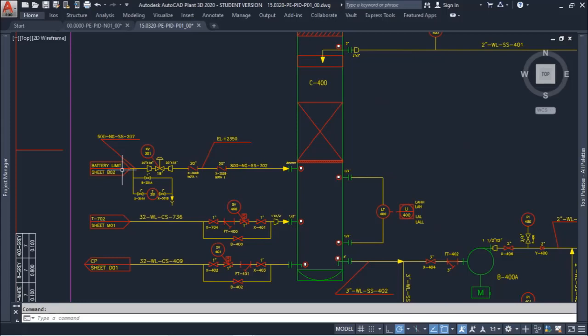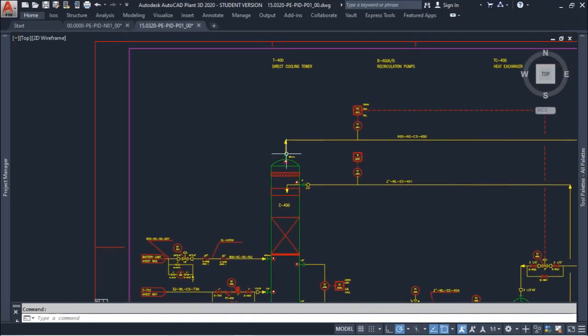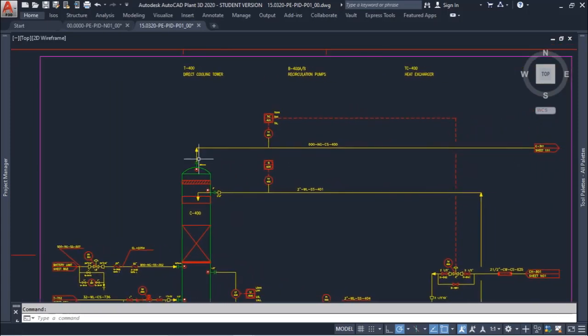So in this case we have the stream coming from the left, from the right. We have an arrow here entering the tower, and we have in the top another arrow showing that the gas goes out from the top of the tower and goes to the outside of the P&ID sheet.